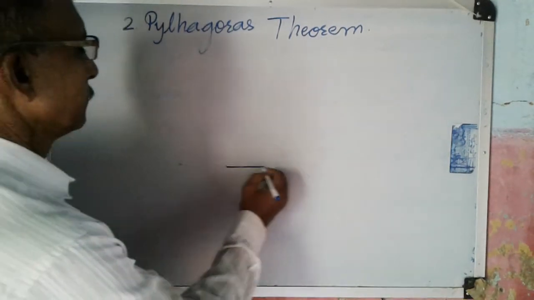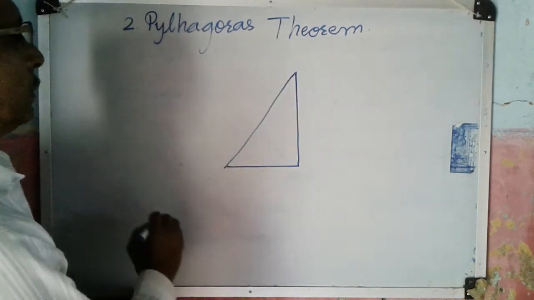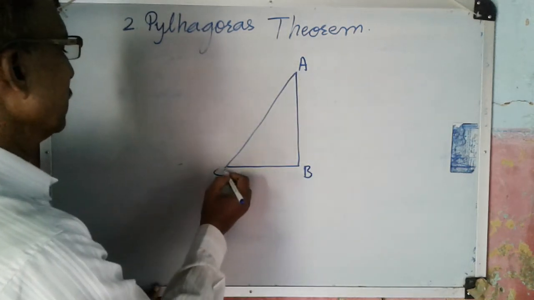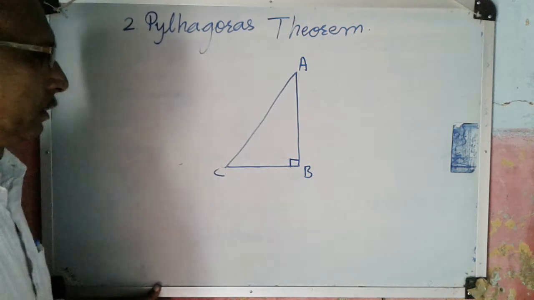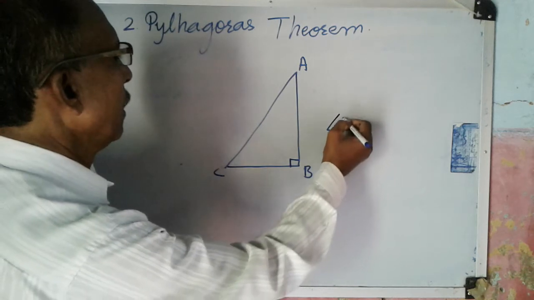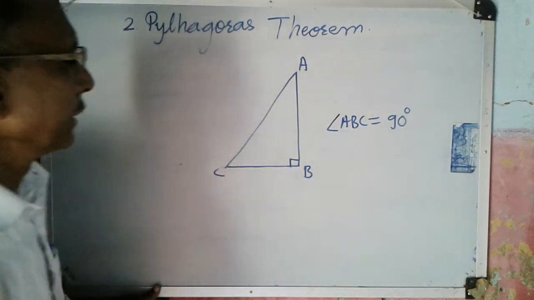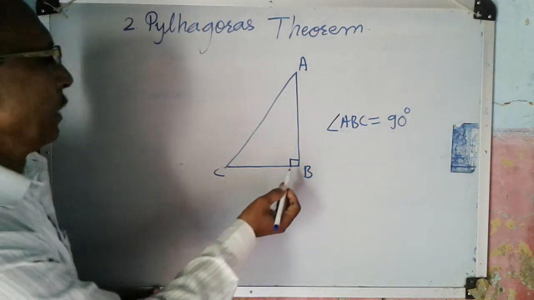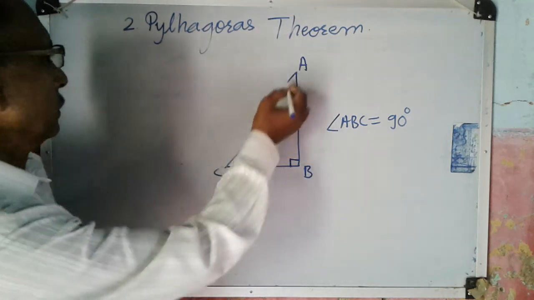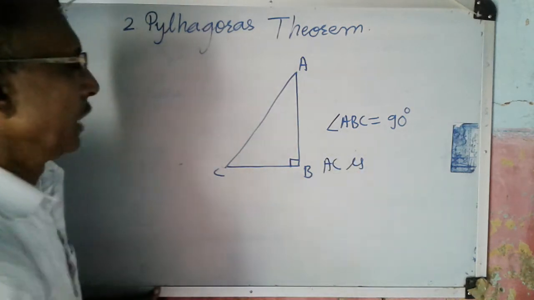Suppose this triangle ABC is a right angle triangle. So in this triangle, angle ABC is equal to 90 degree. The side opposite to 90 degree is hypotenuse. Therefore here AC is hypotenuse.